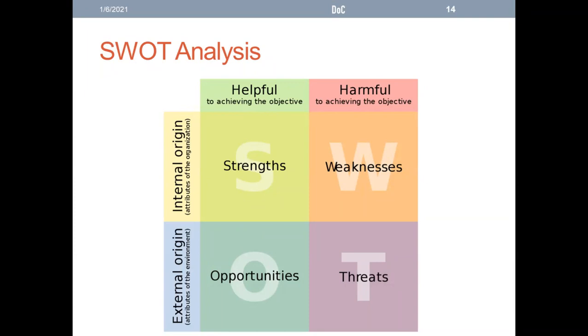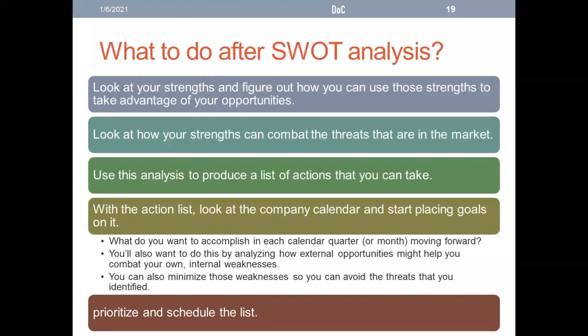So the next thing is, what can we do after the SWOT analysis? We have looked at our strengths and figured out how we can use them to take advantage of the opportunities. Then we can look at how our strengths can combat the threats that are in the market, and use this analysis to produce a list of actions that we can take. After making that list, we can prioritize each and every task, so that according to the tasks we can make a schedule in order to gain a competitive advantage over the other companies.